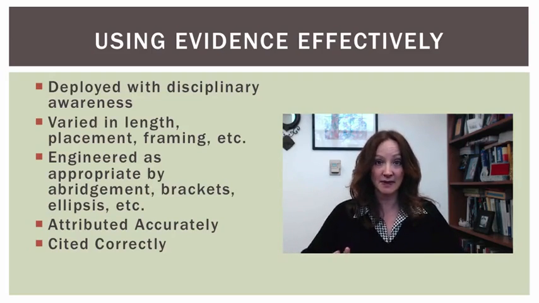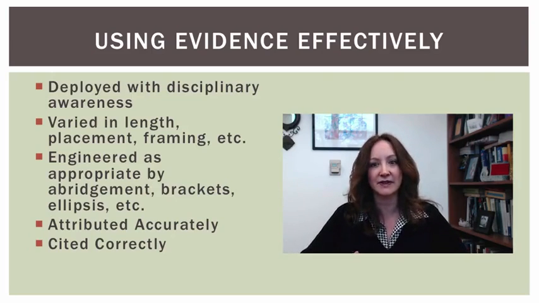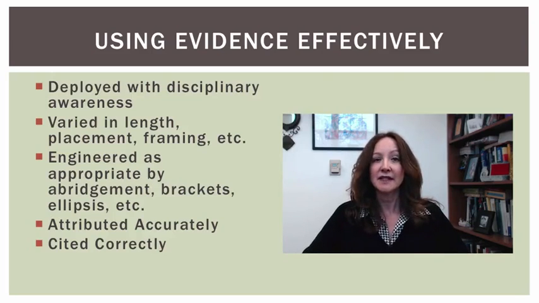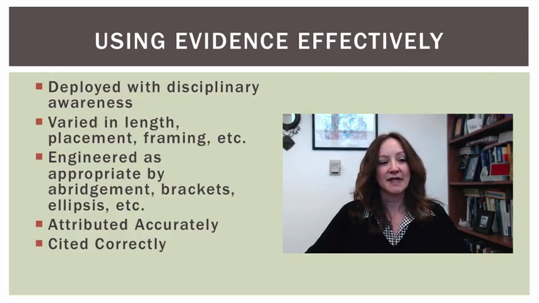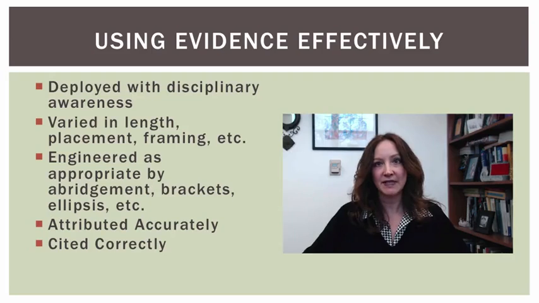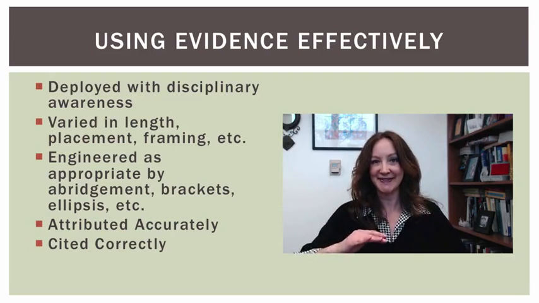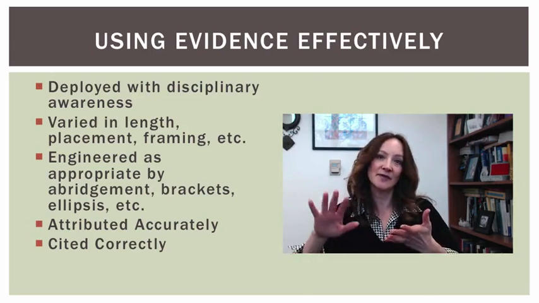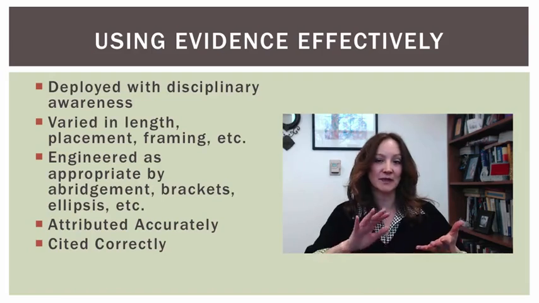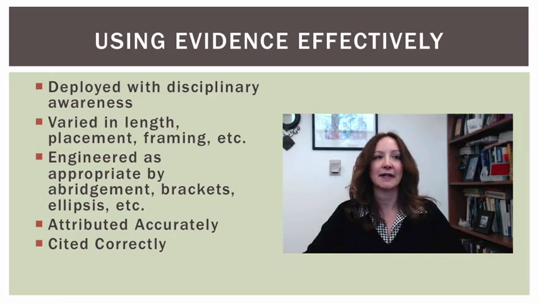And you can know those disciplinary conventions by reading other articles and looking at what kinds of data they use. You want to vary it in terms of length, placement, framing. Sometimes we have a proclivity to put a quote at the end of every paragraph, right? So if you're noticing that about your writing, then that's a great thing. Notice it and then vary it so that you don't always, put some in the middle, some at the top.